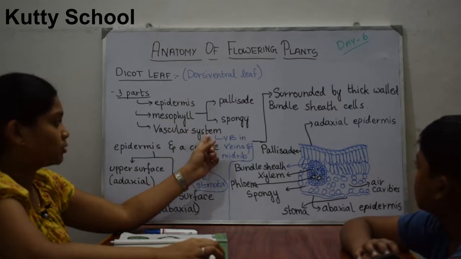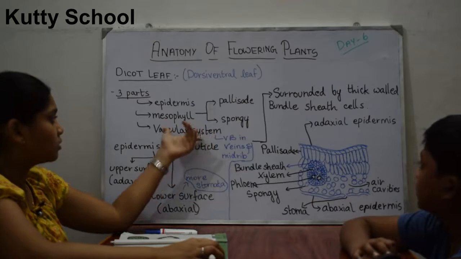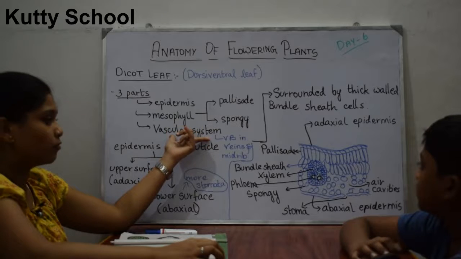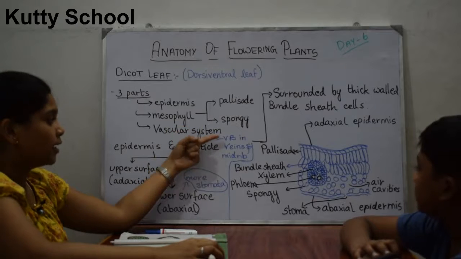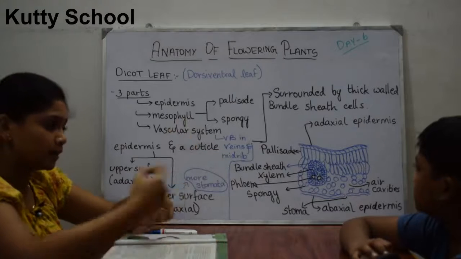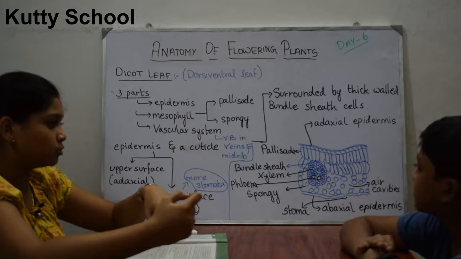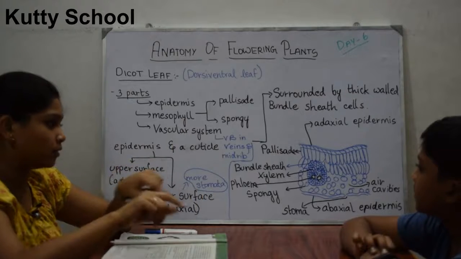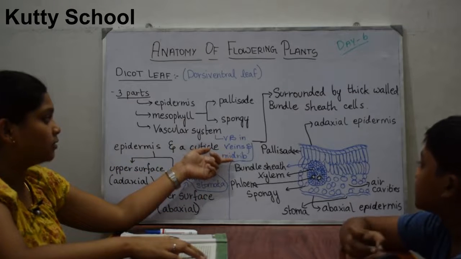This vascular system is nothing but the xylem and phloem, which are vascular bundles. It is present in veins and midrib because it is conducting water, minerals, and food materials through them. So they are mainly present in veins.